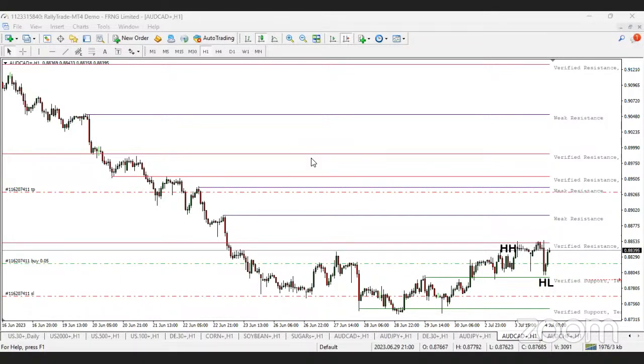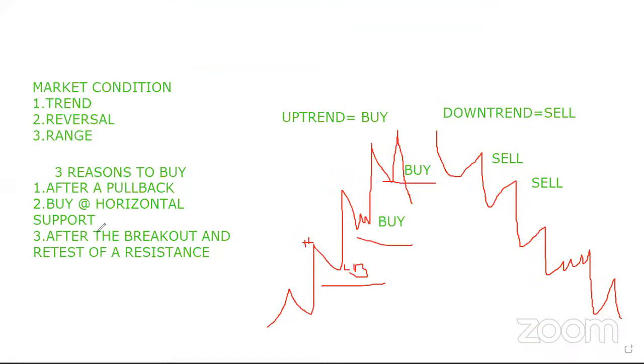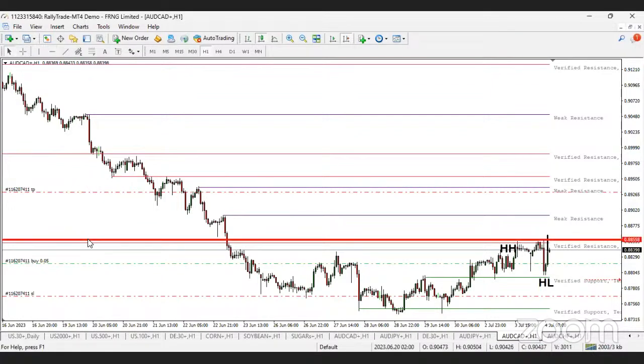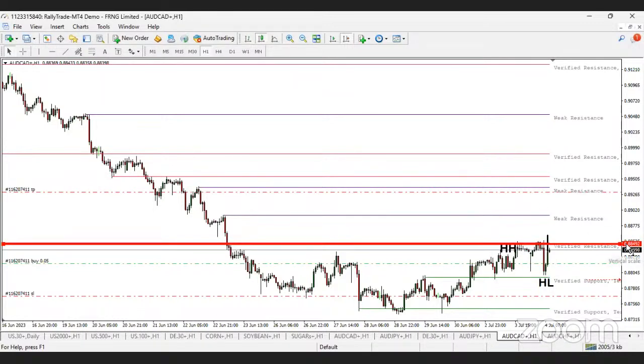So for us to buy, anytime we want to buy and price is already at resistance, all we need to wait for is the break and the retest of the resistance, and then we'll enter a buy. For people who are looking for an early entry, once we see a bullish candle break above this resistance, and for those of us using phone, the resistance I'm talking about is this number, 0.88492.